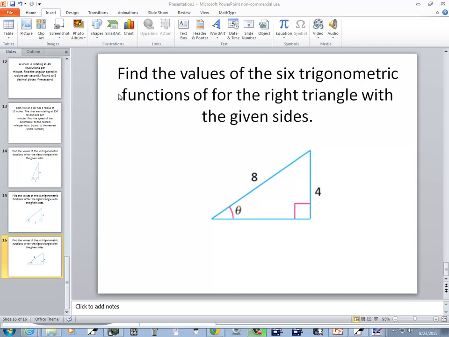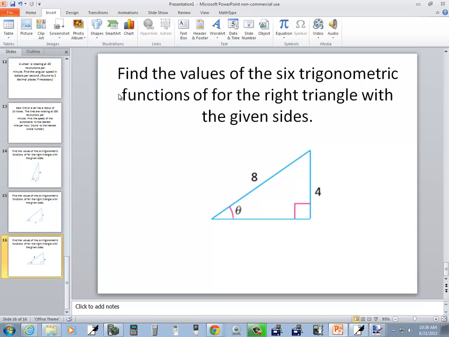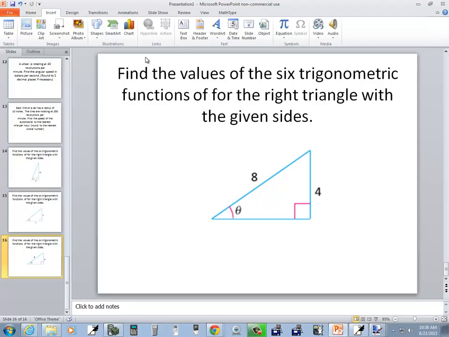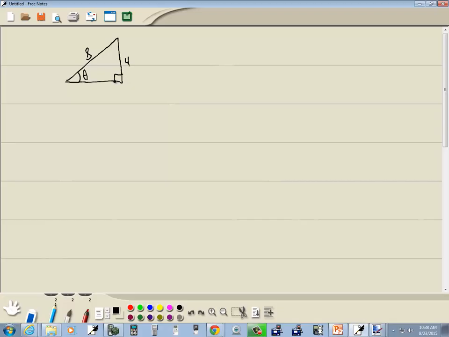Let's take a look at this problem. We want to find the values of the 6 trig functions for theta, for the right triangle with the given sides. Here's theta, and this side over here is 4, and this side's 8. And here's our right triangle.